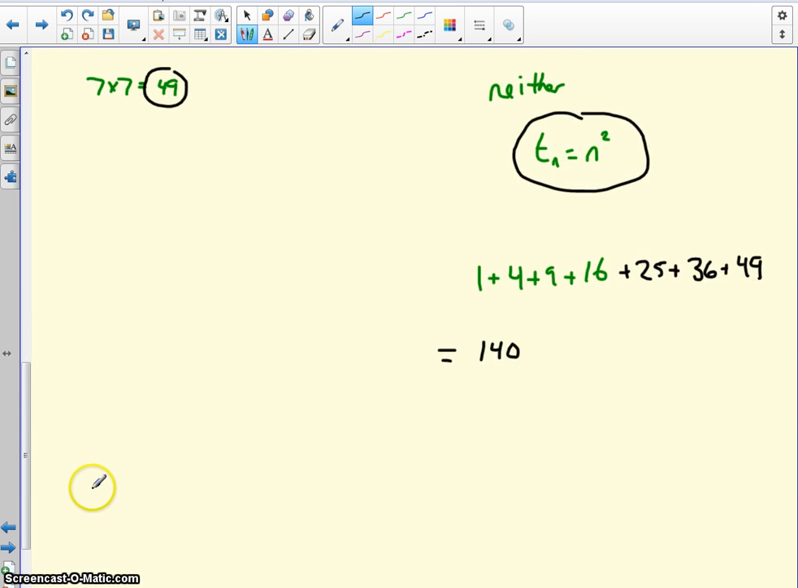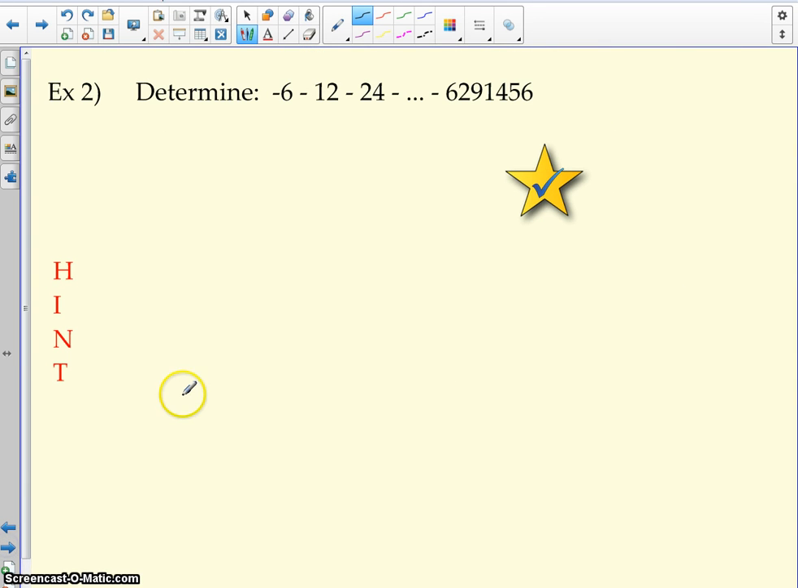Okay, so let's take a look at the next example here. So now I'm asking you to determine the sum of negative 6 minus 12 minus 24 minus and so on and so forth, all the way to minus 6,291,456. So I want you to try and find the sum of all those terms. Okay, so give it a try on your own, see what you need to figure out in order to get this to work, and push play to go through it together.